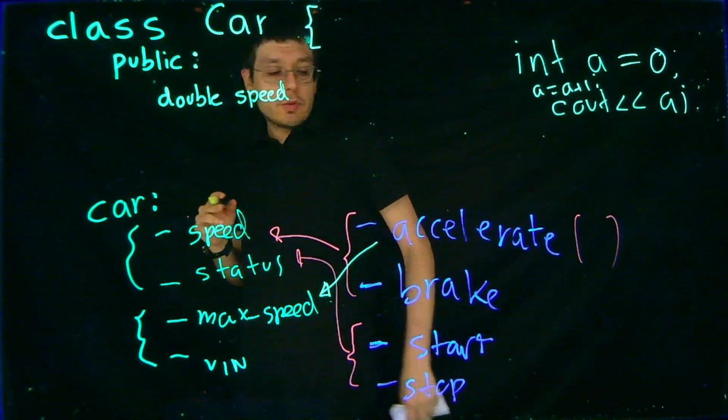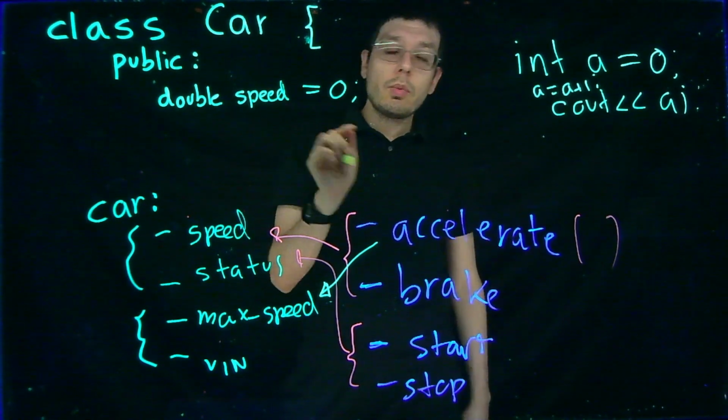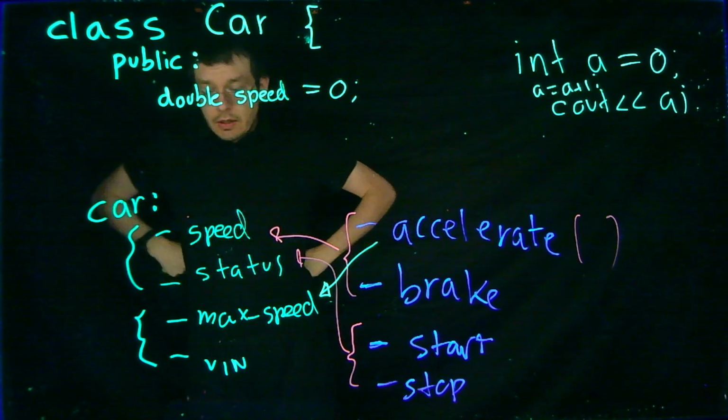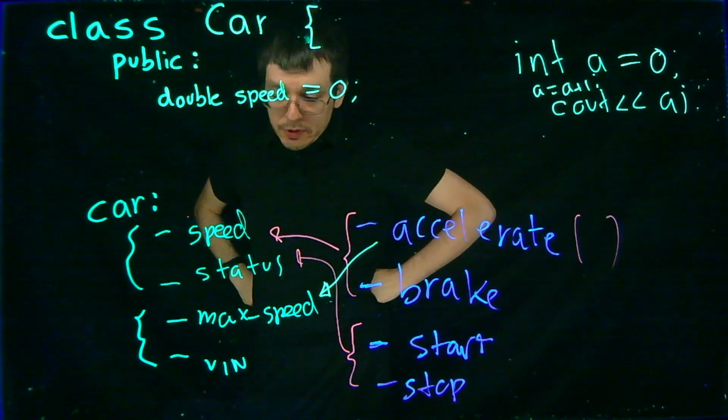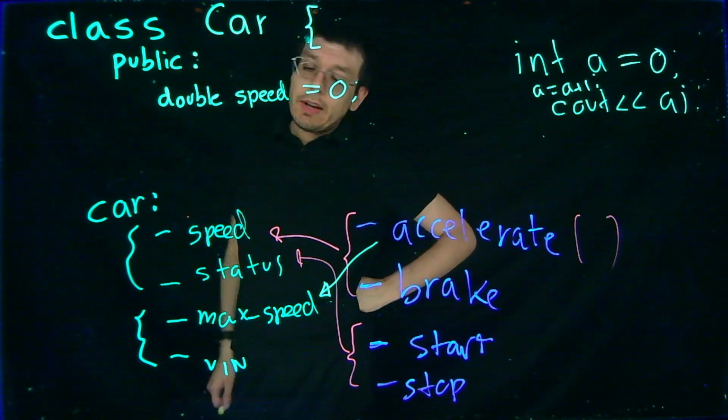The speed variable, you can initialize it by literally putting an equal 0 here. But again, this will only work in C++11 or later. If you do this, you're in business now. So every time that you make a car, you know for a fact that speed will be set at 0.